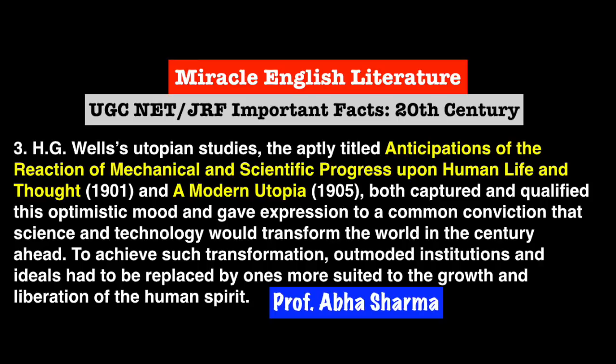To achieve such transformation, outmoded institutions and ideals had to be replaced by ones more suited to the growth and liberation of the human spirit. H.G. Wells and many others tried to shape the society according to the surroundings. Science was developing with great speed, so their writings were also replaced by the modern scenario. Whatever was in front of them, they jotted down or reflected the same in their novels as well.